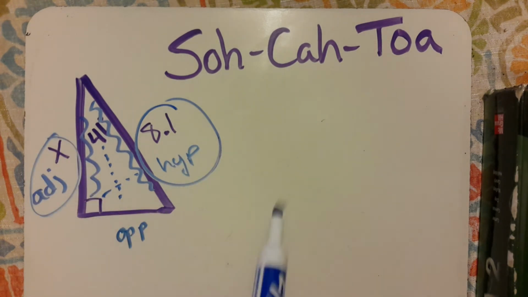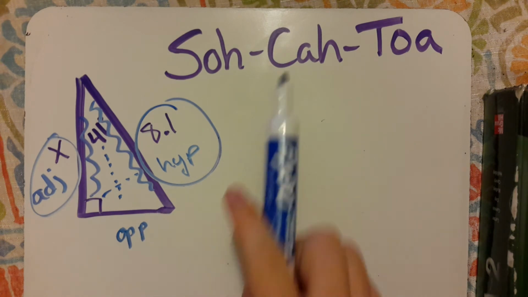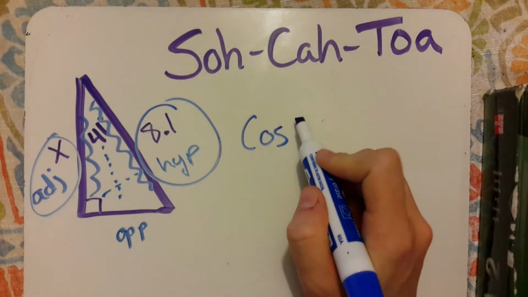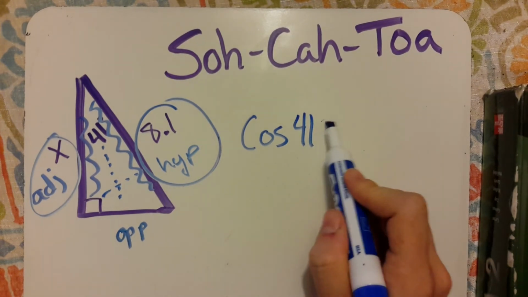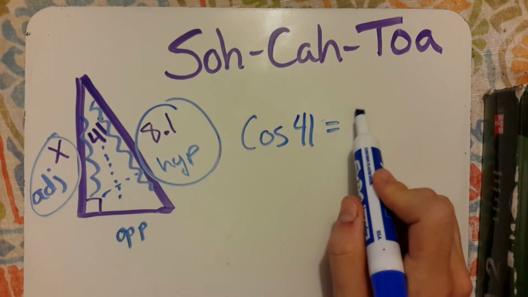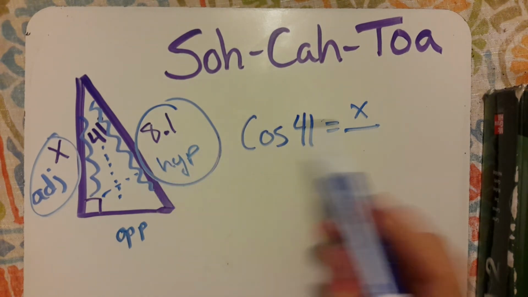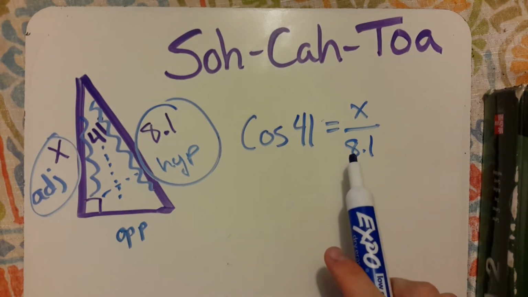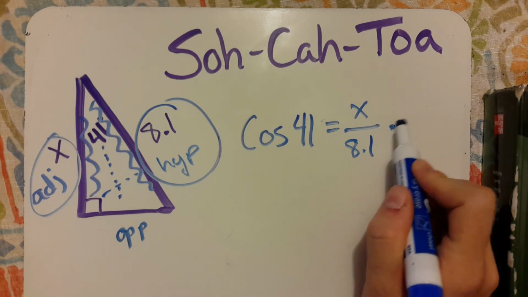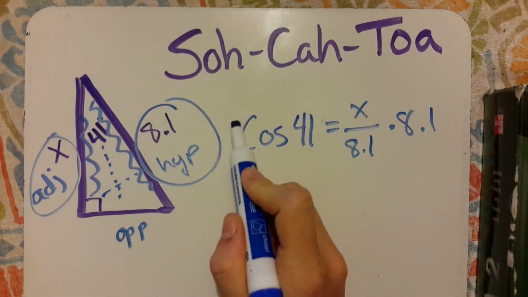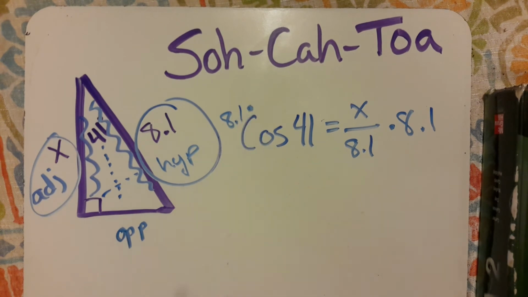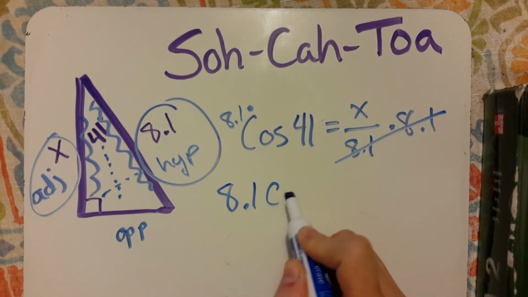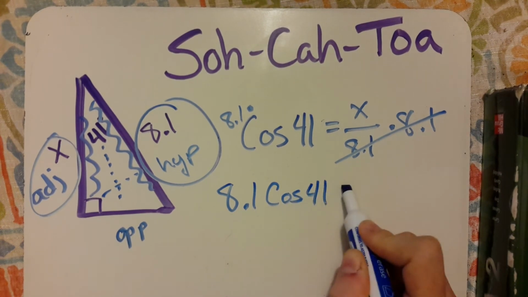So SOHCAHTOA, which one uses adjacent and hypotenuse? It would be the CA. So I want the cosine of 41 equaling adjacent, which is x, over hypotenuse, which is 8.1. So this time, to get x by itself, it looks like I need to multiply by 8.1. I think that's all I'm going to have to do. A little bit of calculator work and I'm good to go.